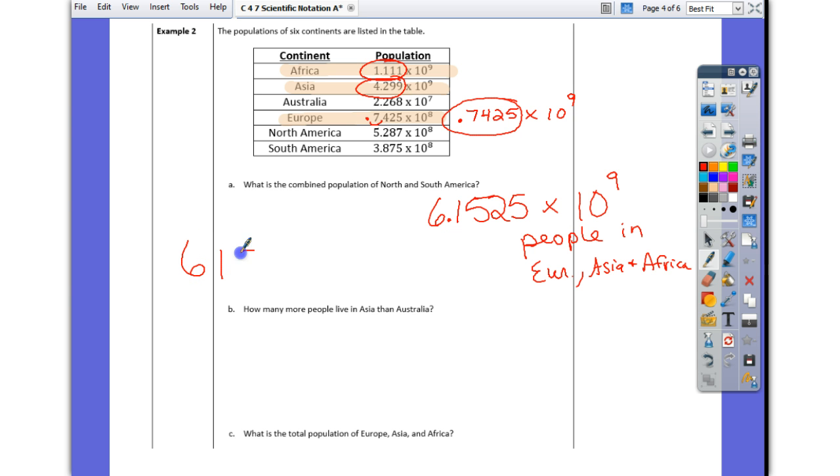6.1525. How many more zeros do I need to add? 1, 2, 3, 4, and we have to go 9, so I have to add 5 more zeros. 1, 2, 3, comma, 1, 2, 3, comma, 1, 2, 3, comma. So how many people total there? 6 billion. Yep. Perfect. I think you said it right the first time too. I thought I heard somebody saying trillion. But you guys got it.